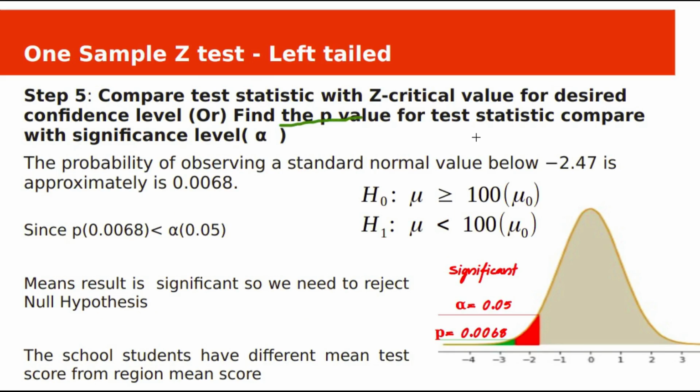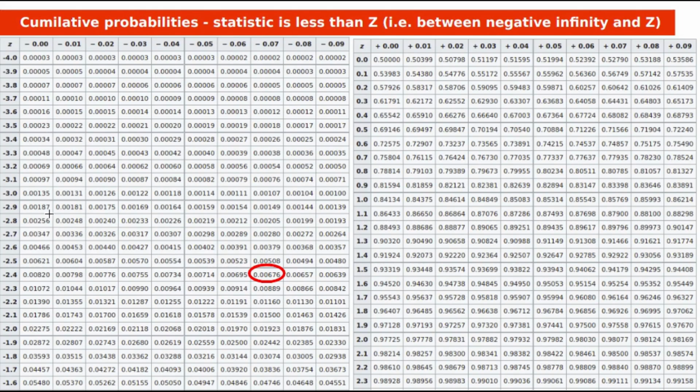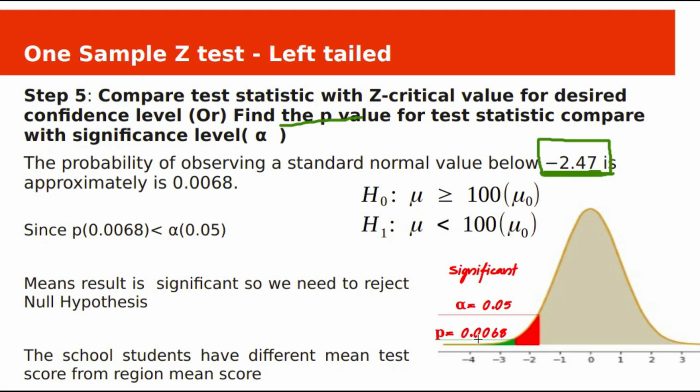By using the p-value, first we need to find the p-value for this z statistic minus 2.47. P-value means you have to calculate the probability from this z score to the end, to minus infinity. Let's check the p-value from the z table. These tables are from minus infinity up to z, so you can check the probability at minus 2.47. It is here, 0.0676. It is approximately 0.068. This is the p-value, 0.068.